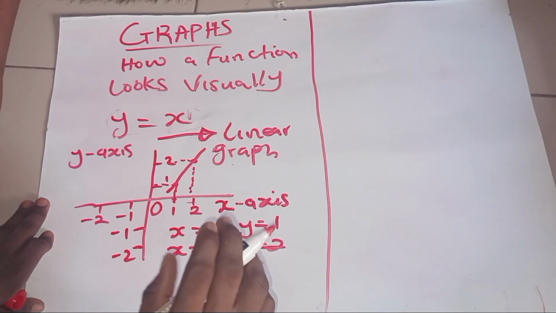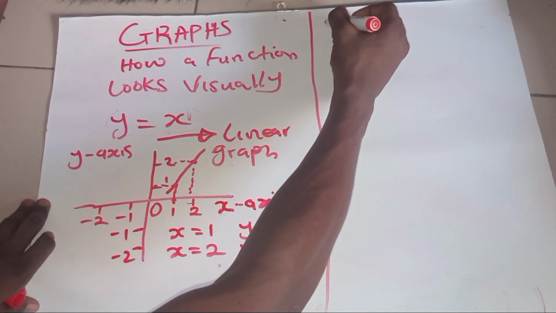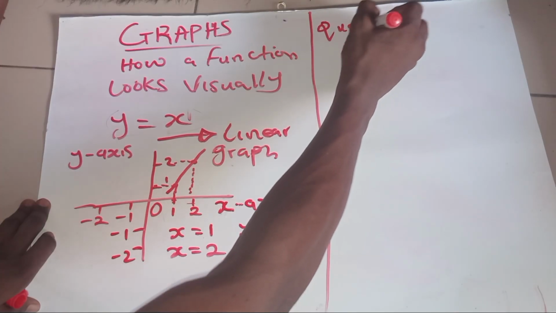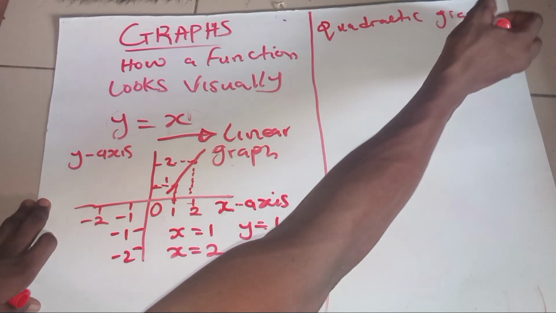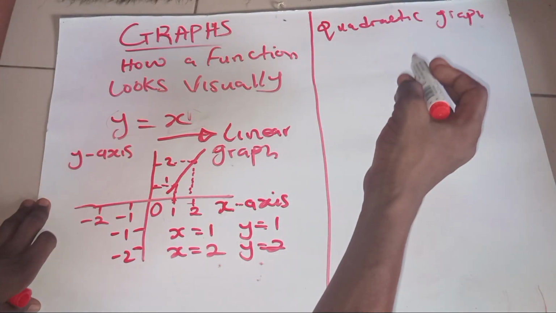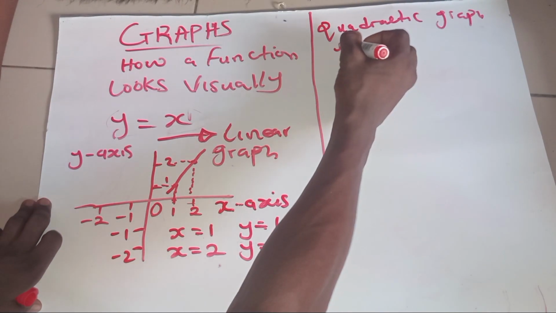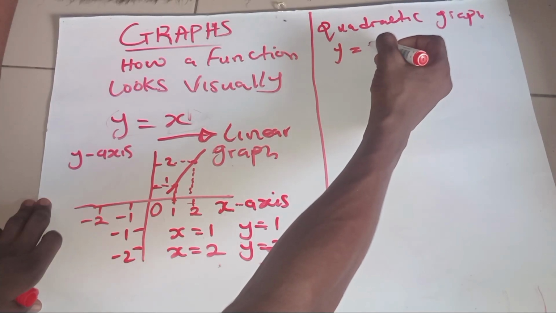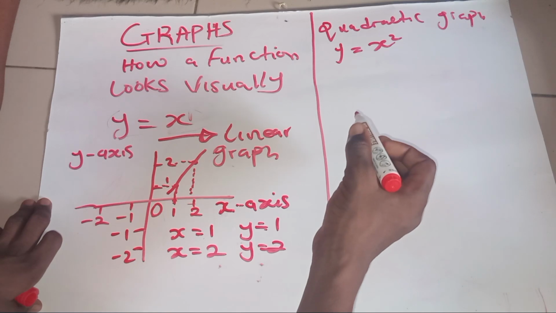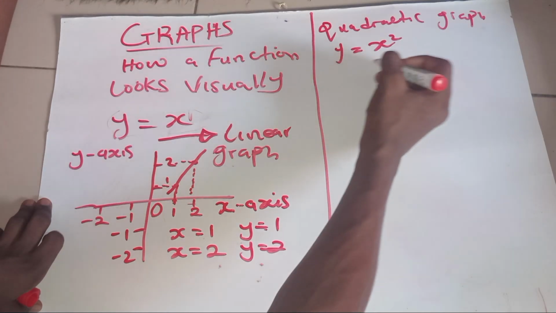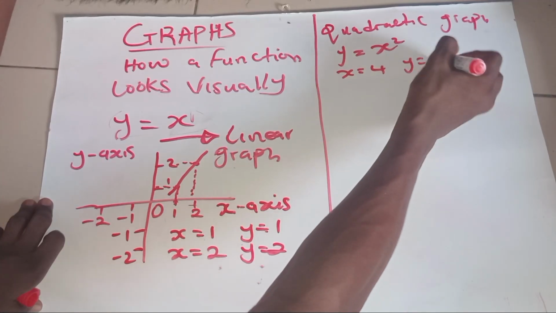So let's talk about another kind of graph. So let's go. Now let's talk about a quadratic graph. Now, if we have a quadratic graph, it's going to be in this format. Now look at it. We're going to be having our y equals to our x square. You can see it. Our y is going to be equal to our x square. So if x is actually 4, then my y is going to be 2.